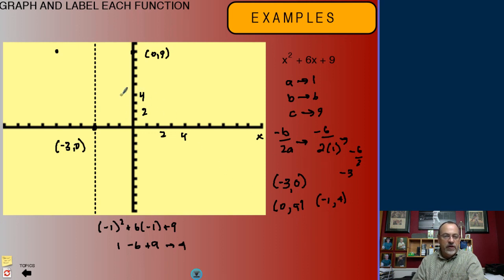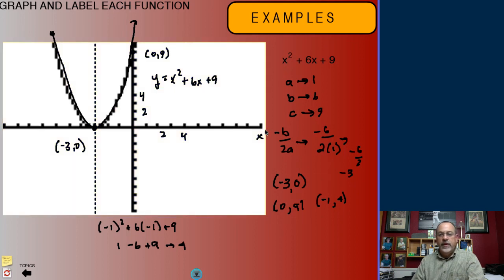So -1, 4 is a point. And then again, symmetrical, 1, 2 this way, so there's another point, 1, 2 this way. So there we have all our points. So we're going to make a nice smooth curve. It looks something like that. And then we're going to go ahead and label our graph: y equals x squared plus 6x plus 9. All right, and let's see how close we are for that one. And we're pretty close.